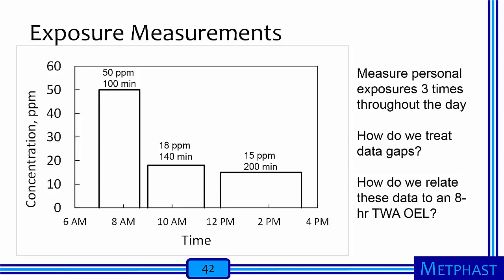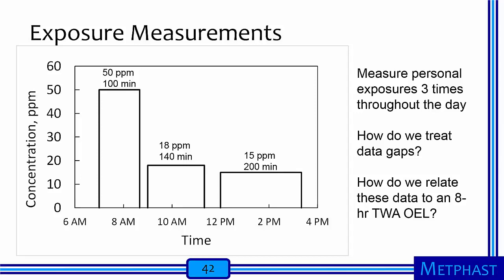Here are some exposure measurements that are fairly typical. Say we measured personal exposure to a hazardous gas 3 times during a work shift. The exposure was 50 ppm during the first 100 minutes of the work shift starting at 7 a.m. Then it took 20 minutes to get the next sample running, so we have a data gap before we measured 18 ppm for 140 minutes. Then we have no data for lunch, and then we measured 15 ppm for 200 minutes in the afternoon.